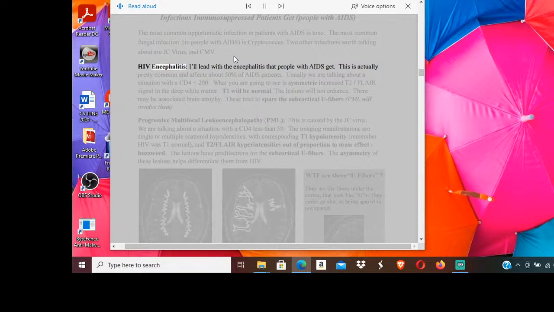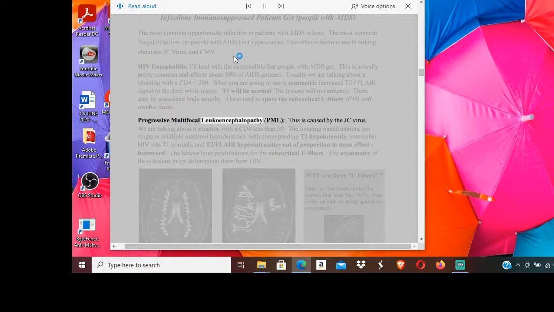HIV encephalitis, I'll lead with the encephalitis that people with AIDS get. This is actually pretty common and affects about 50% of AIDS patients. Usually we are talking about a situation with a CD4 under 200. What you are going to see is symmetric increased T2/FLAIR signal in the deep white matter. T1 will be normal. The lesions will not enhance. There may be associated brain atrophy. These tend to spare the subcortical U fibers, PML will involve them.